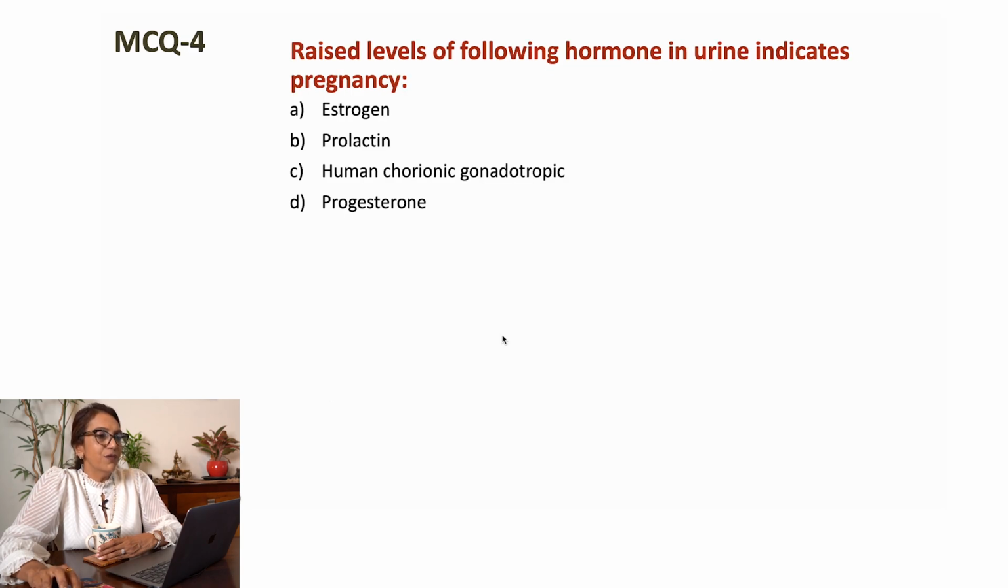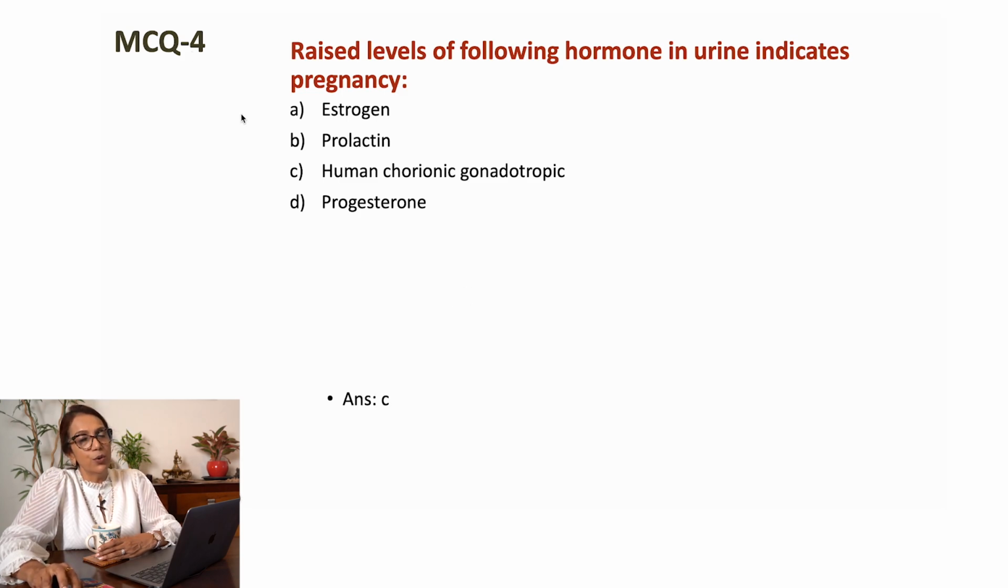Raised levels of following hormone in urine indicates pregnancy. What is that pregnancy test? The urine pregnancy test. It is based on HCG, human chorionic gonadotrophin. So, what are the options here? Estrogen, prolactin, human chorionic gonadotropin. Yes, that's the answer. So, raised levels of following hormone in urine indicates pregnancy.